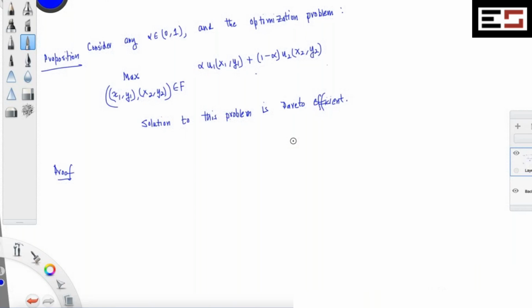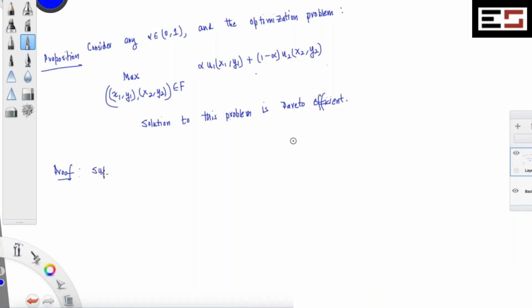This is what I want to prove. So it's a conditional statement. Another way to prove it is that you can prove its contrapositive. So what is the contrapositive of this? That if a particular feasible allocation is not Pareto efficient, then that feasible allocation cannot be the solution to any problem of this kind. Okay, so that is what we just need to show. Okay, so let's prove it.